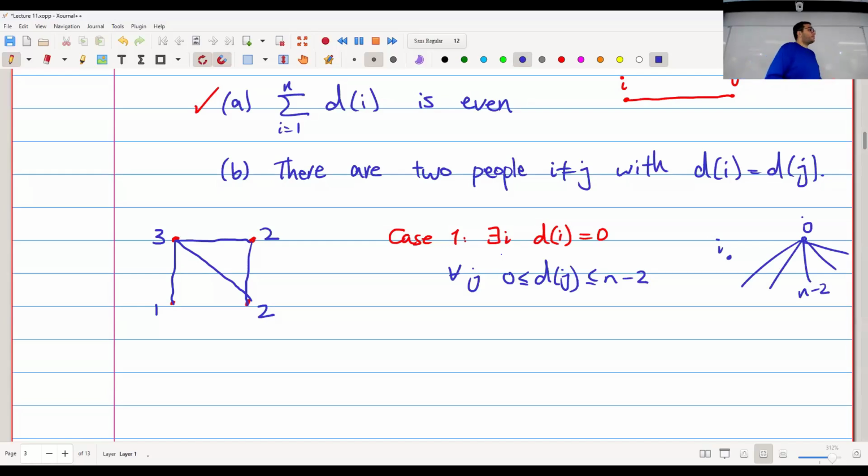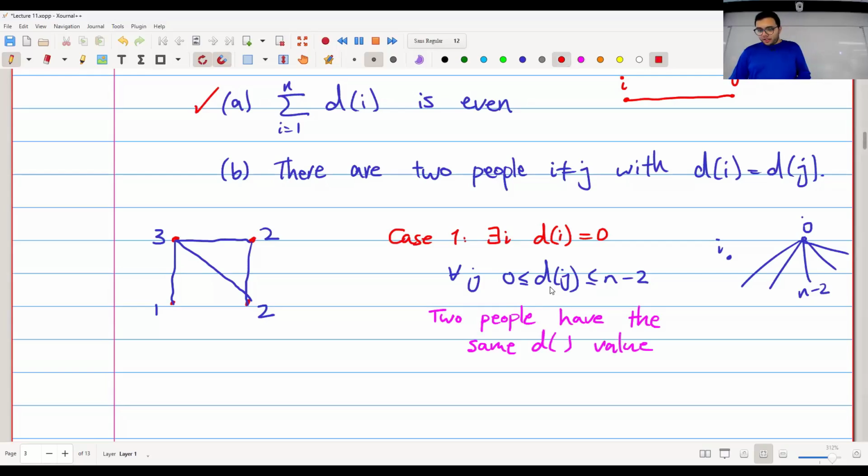Now I can use the pigeonhole principle. I have n-1 different possible values for these, but I have n people. So 2 of them have to have the same value. So in this case, 2 people have the same D value. This was case 1, the case where there was someone who didn't shake hands with anyone else.